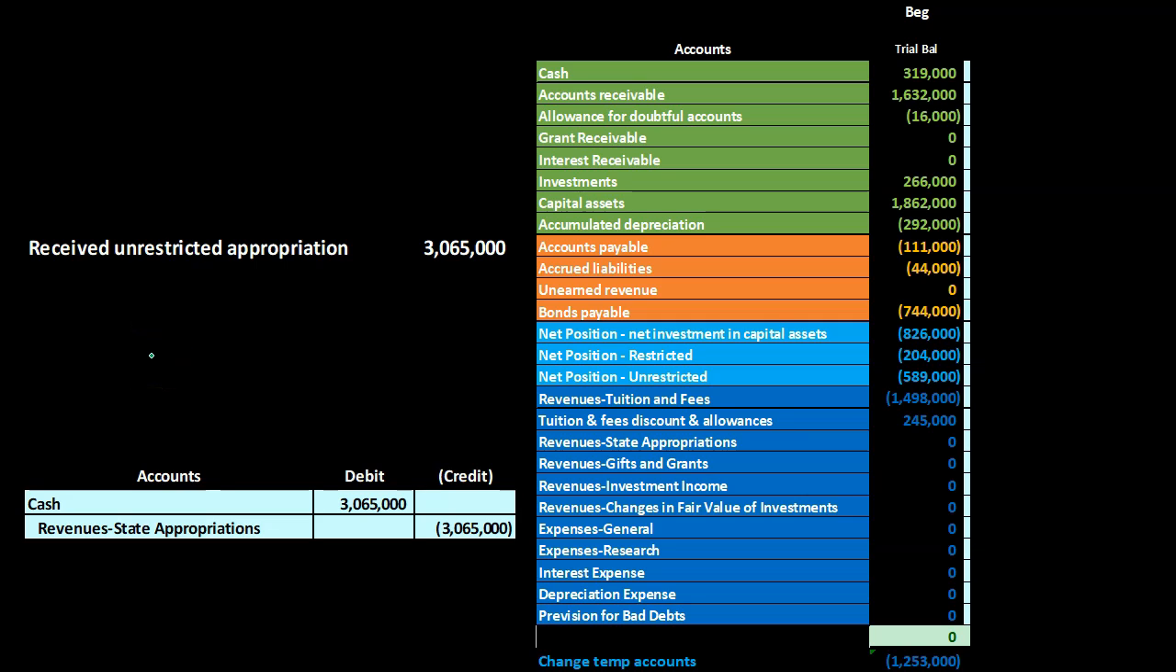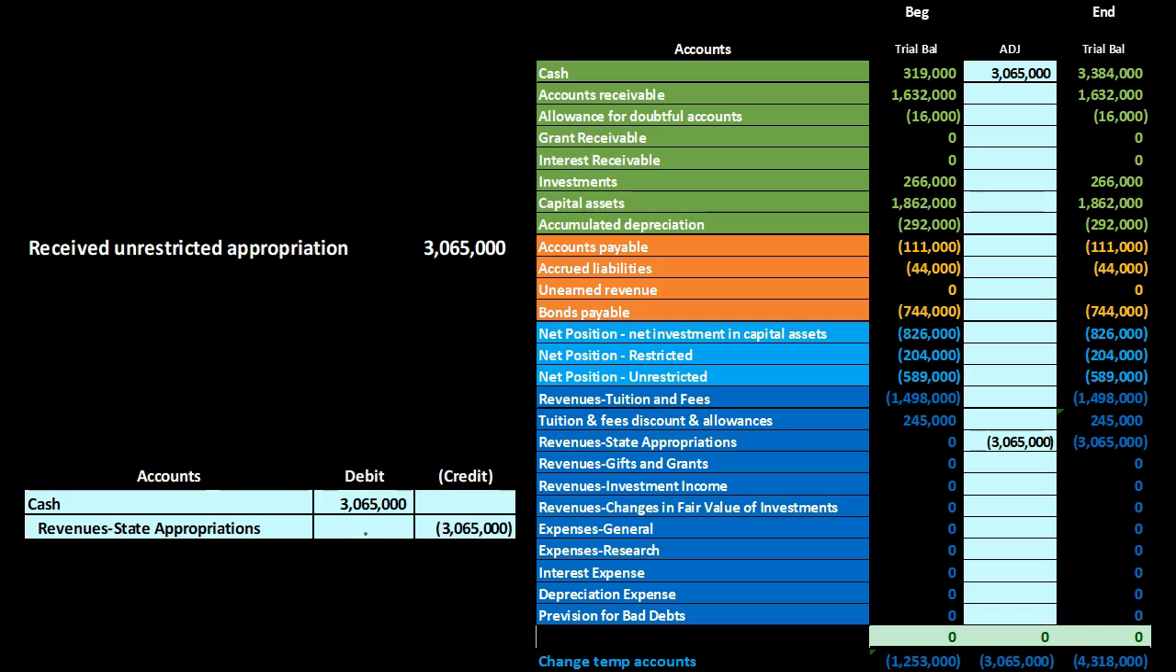Next transaction, received unrestricted appropriations. So with unrestricted appropriations, we're going to get the money for it. Therefore, cash is going to be increased. The other side is going to be some type of revenue account. The revenue account here, we're going to say, is revenues, state appropriations.